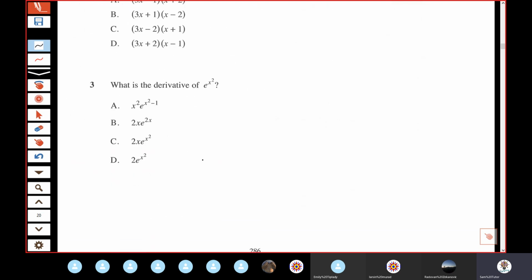What is the derivative of e to the x squared? Okay. How do we differentiate exponentials again? So the derivative of e to the x squared, remember, the derivative of any exponential is the derivative of the power, and then keep it the same.